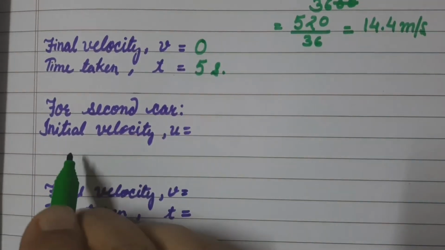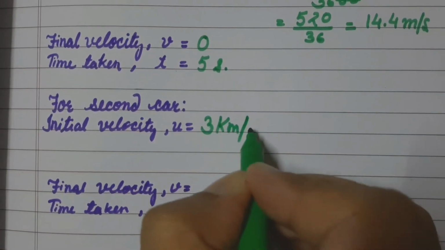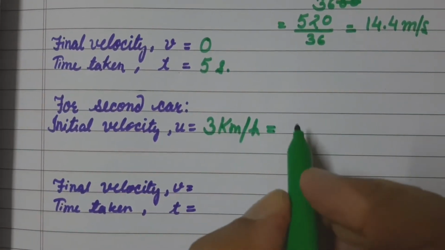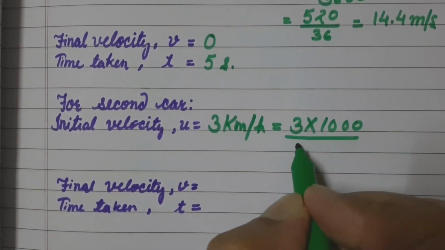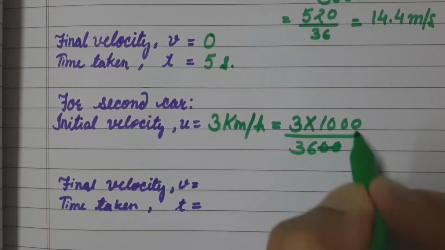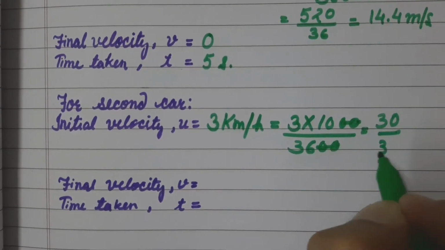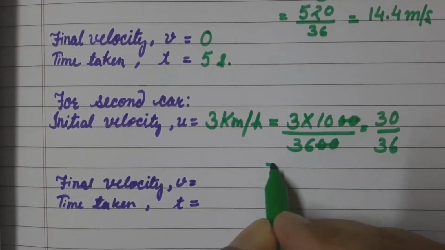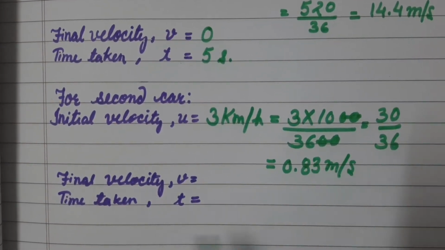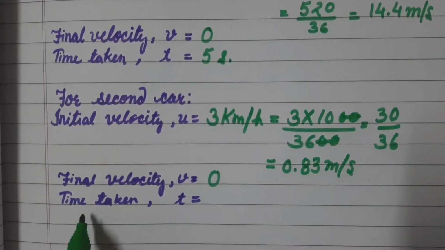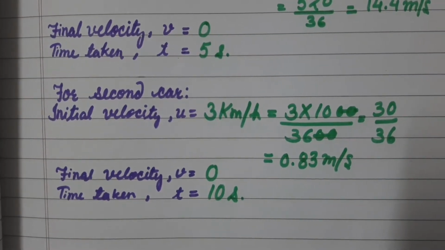For the second car, initial velocity u is 3 km per hour. Again we have to change it into meters per second. 3 multiplied by 1000 upon 3600. It will become 30 upon 36, which is 0.83 meters per second. Final velocity is 0. Time taken is 10 seconds. Let us plot the graph now.